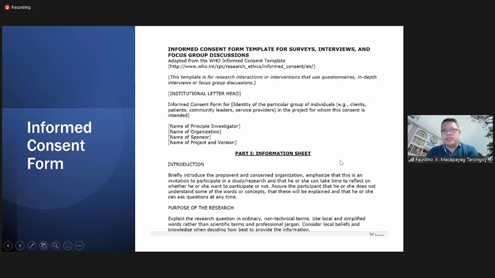So for engineering research, data gathering involving human participants commonly comes in the form of surveys, interviews, and focus group discussions. So you will follow this template. You can find this again on the REO website, so you'll be guided in how to write your informed consent form.